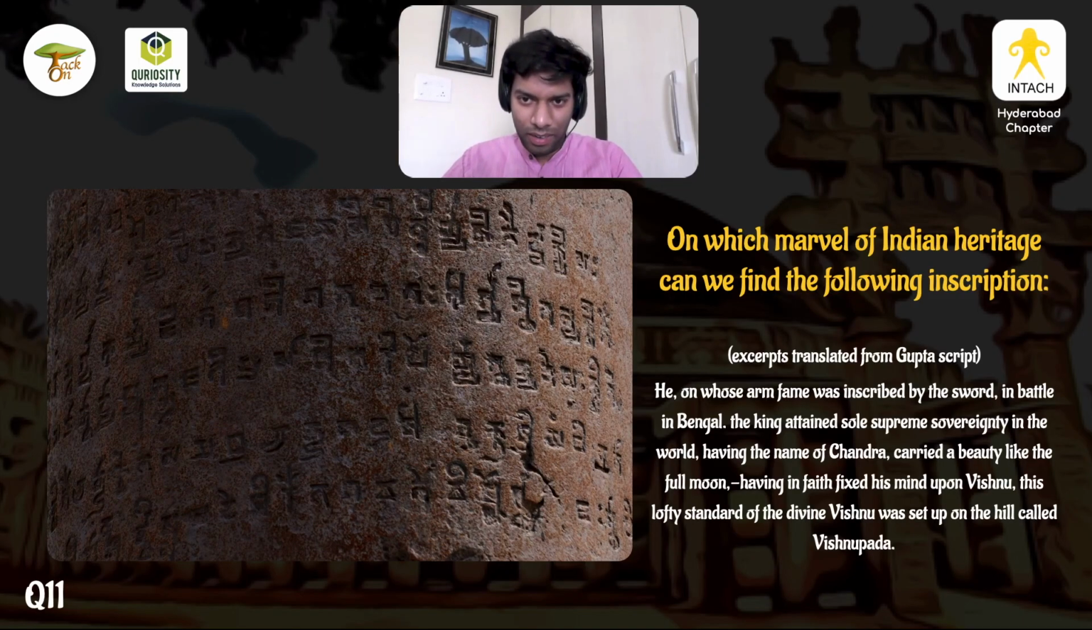Question number 11. Look at the picture. There's a picture on the screen. On which marvel of Indian heritage can we notice these inscriptions? So we've given a small excerpt from the inscription here, an English translation of a Gupta script inscription.